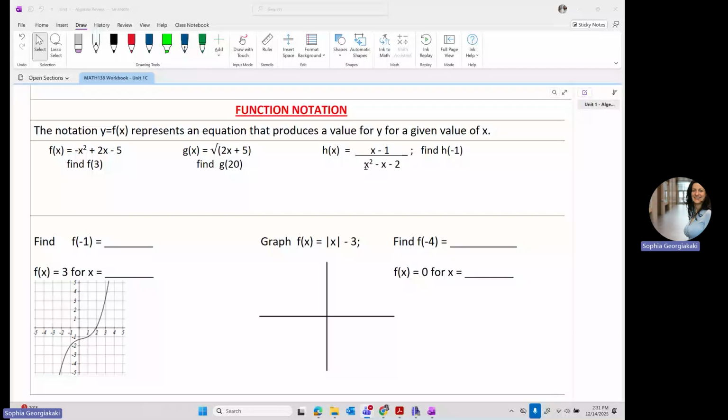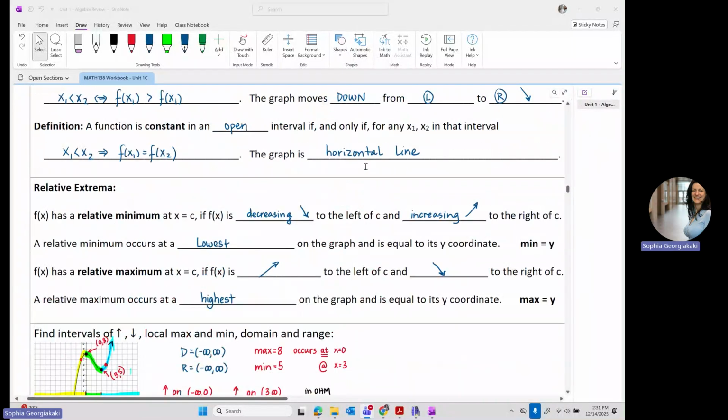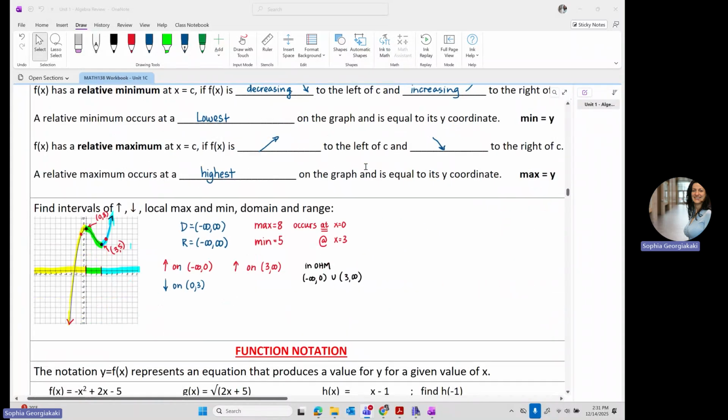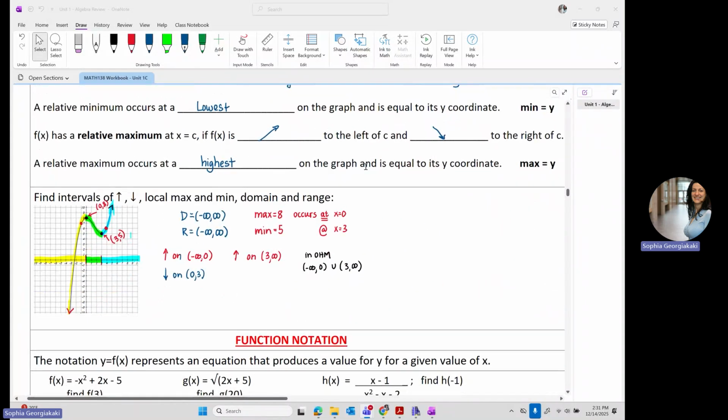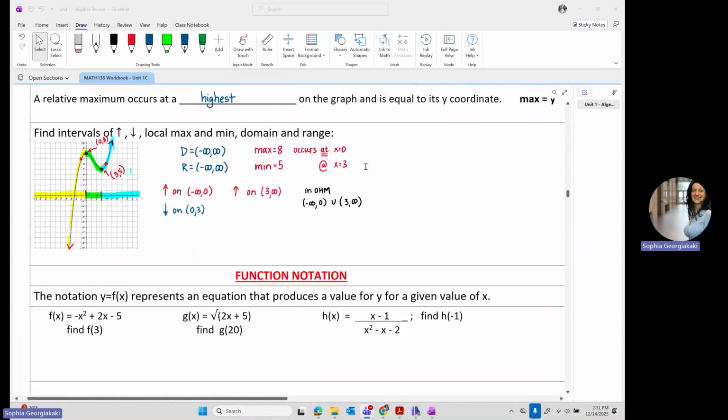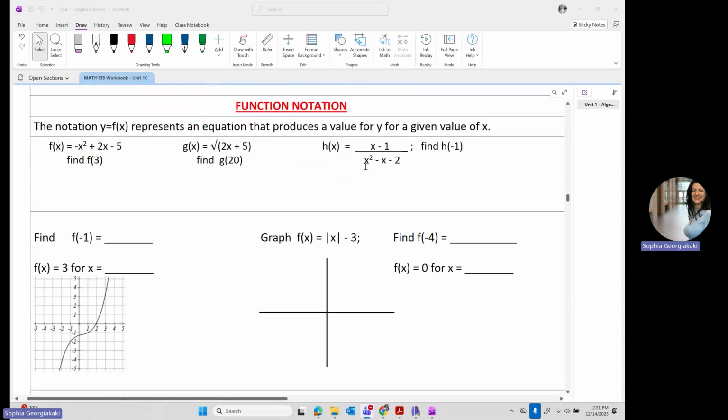And function notation. We have looked at domain, range, increasing, decreasing, and extrema. And now we will talk a little bit about function notation, evaluating a function, and finding the difference quotient.